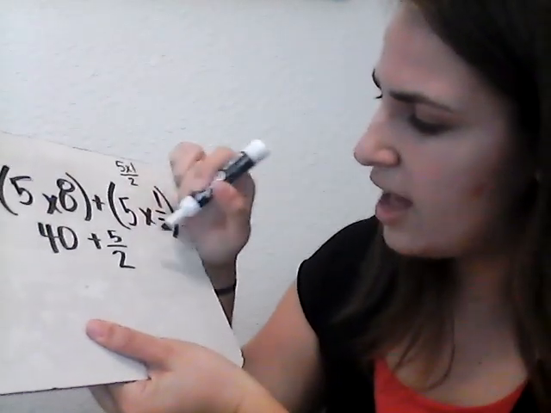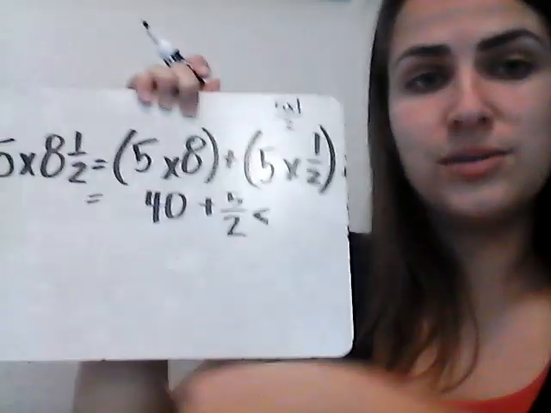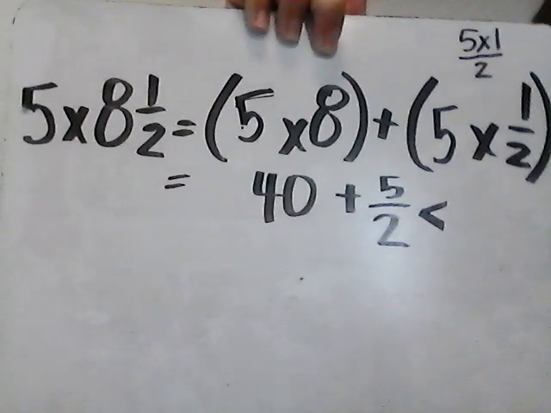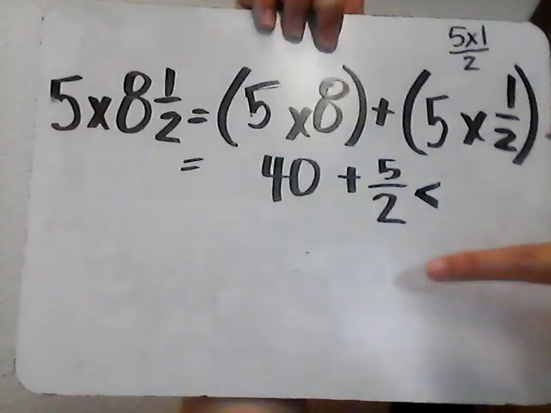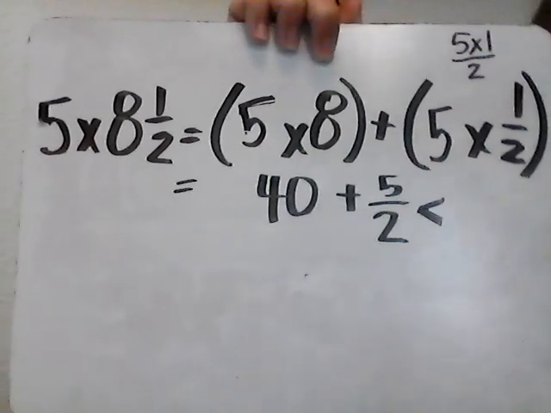So I want you to do that real quick. Do it on your own first before we go over it together. Pause the video, and I want you to find your final answer, making 5 halves into a mixed fraction and then adding it together. Pause the video.